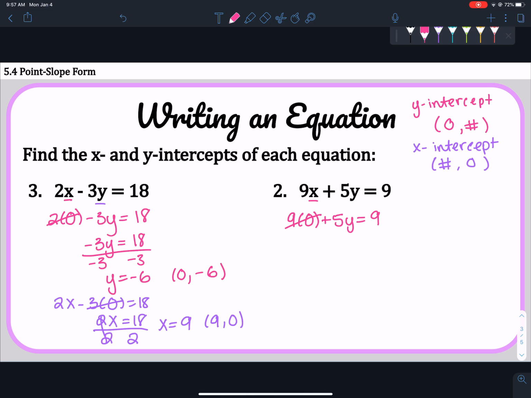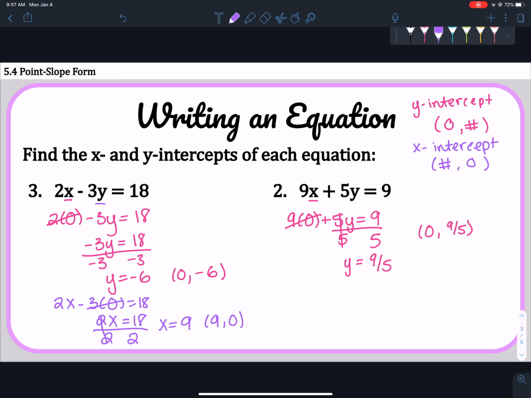9 times 0 cancels out. I'm left with 5y equals 9. I can divide by 5, and y is equal to 9/5. So notice in this case our y-intercept is not a nice number. It's a fraction. This would be slightly difficult to graph, but we could still do it. So my coordinate point here is (0, 9/5).